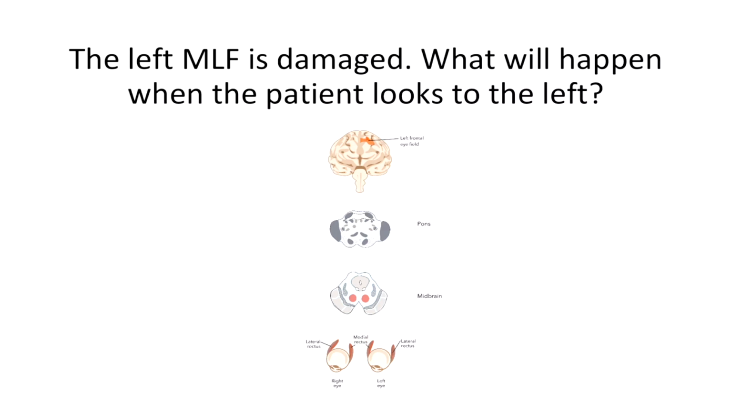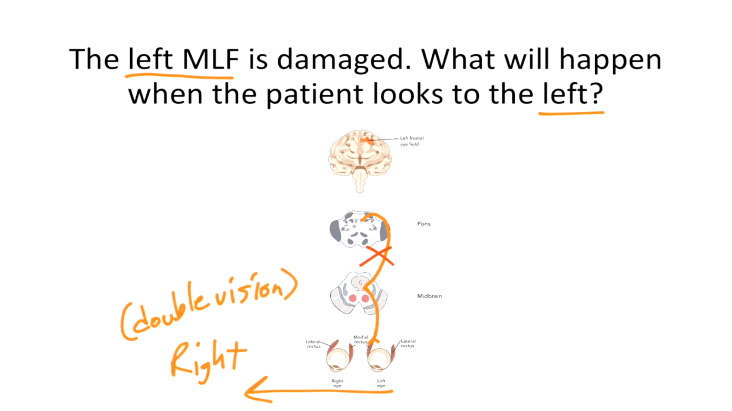So let's say the left medial longitudinal fasciculus is damaged. What will happen to the patient when they look to the left? So when we look at this diagram, we know that if the left medial longitudinal fasciculus, going from here to here, if that's broken, then the cranial nerve 3 will never be stimulated, meaning that the medial rectus muscle on the left side will not be stimulated. So as we mentioned in the previous slide, when the patient looks to the right, they will get double vision.